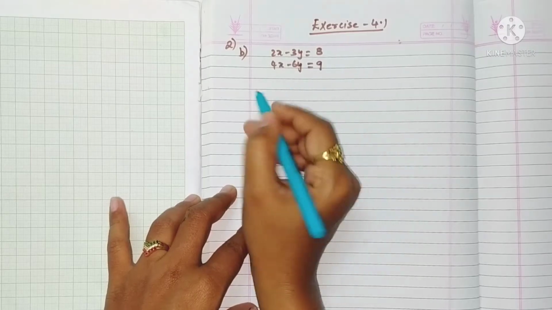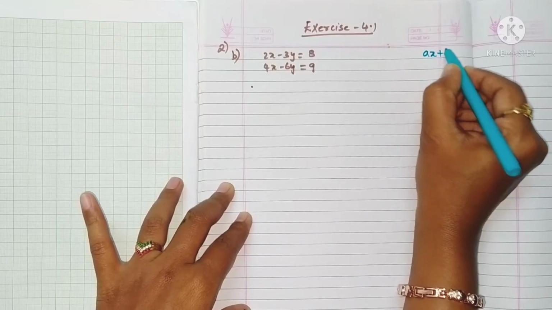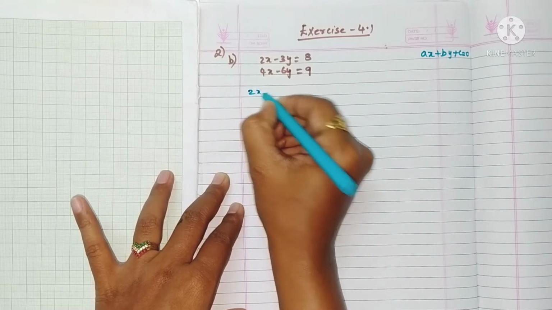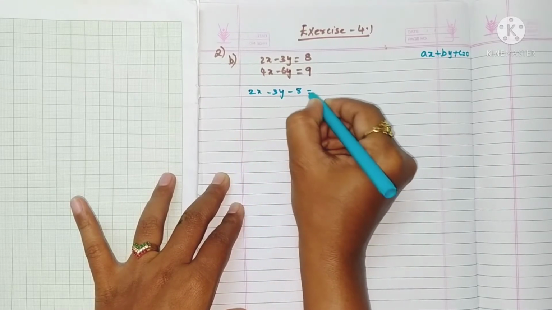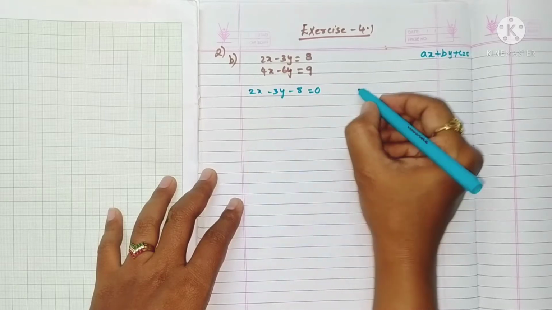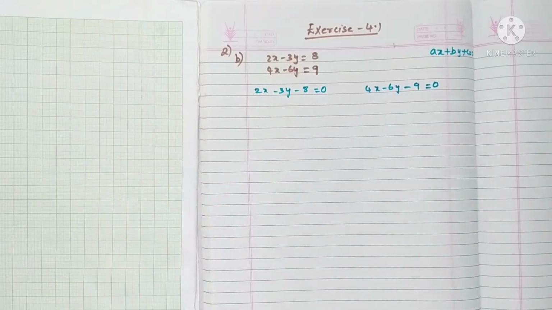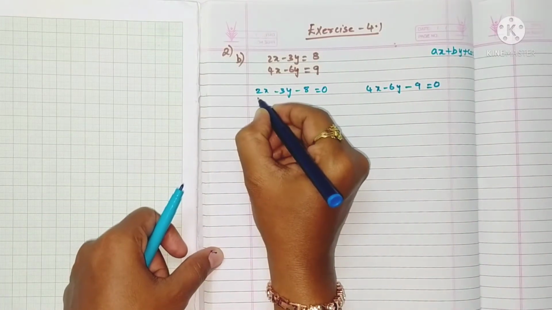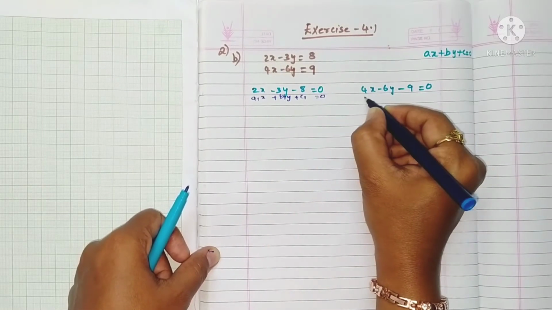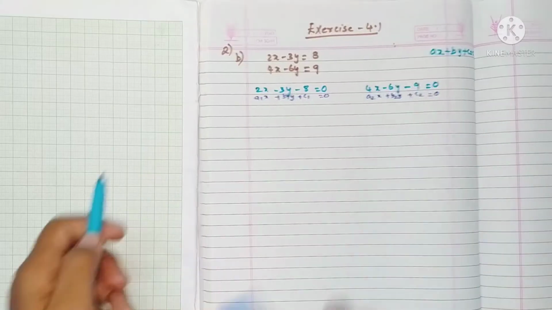Second problem, this one. So first write all the lines in the form of ax plus by plus c is equal to 0. Okay. So 2x minus 3y minus 8 equals to 0. And next, this second line, 4x minus 6y minus 9 equals to 0. Okay. Now, just compare this with a1x plus b1y plus c1 is equal to 0. And this with a2x plus b2y plus c2 is equal to 0.